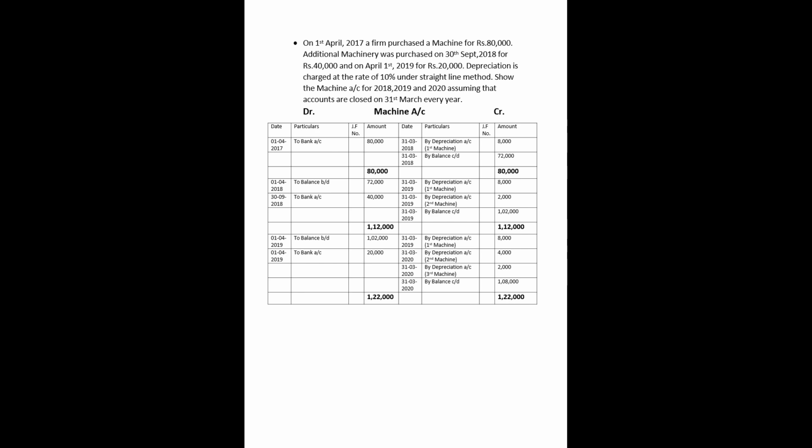And we have purchased another machinery for rupees 20,000 on 1st April 2019. So we'll mention to bank account 20,000 on debit side. Calculate the depreciation for first machine, second machine and third machine, and then balance both debit and credit. Mention the balance carried on credit side. 1,08,000 balance carried on amount will be your answer for this problem. Now move on to the next problem.